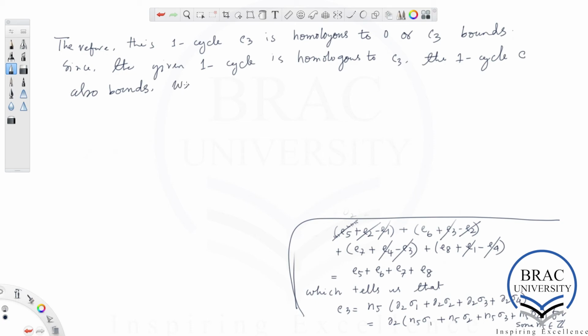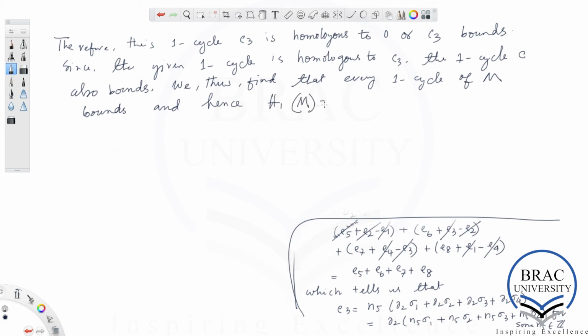We thus find that every one cycle of the complex M bounds, and hence the first homology group of M is trivial. Okay, let me erase this part now.